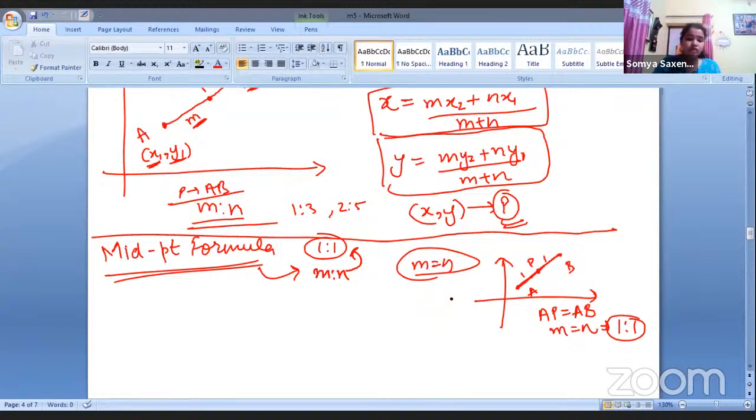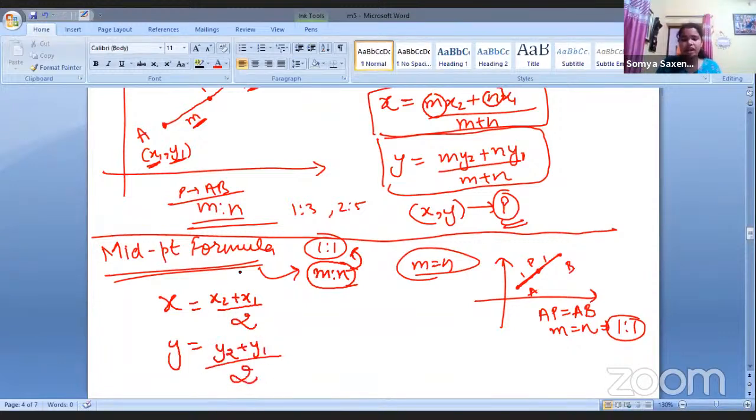Now, what modifications can we observe in this particular formula? Again, if we have to find the value of the x and y coordinates, what would be the modifications? Now we know that the value of m and n is equal to 1 and 1, right? M is equal to 1 and n is equal to 1. So if I write 1 in place of all these values, what will I get? x2 plus x1 divided by 1 plus 1, that is 2, and y2 plus y1 divided by 2. This formula would be simplified to this.